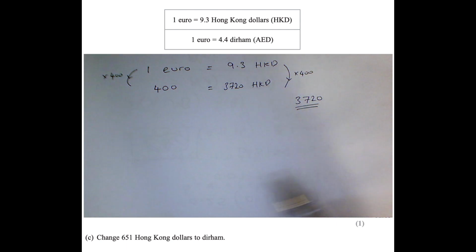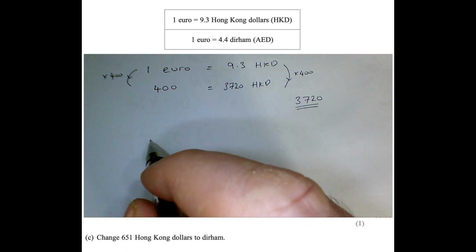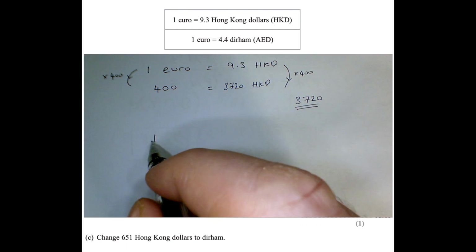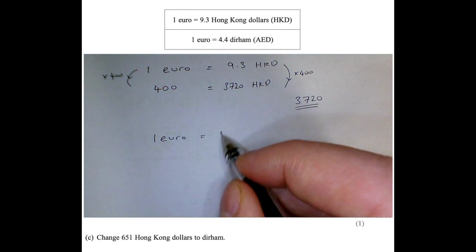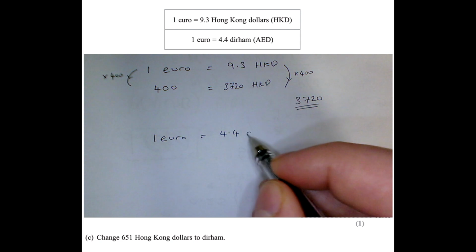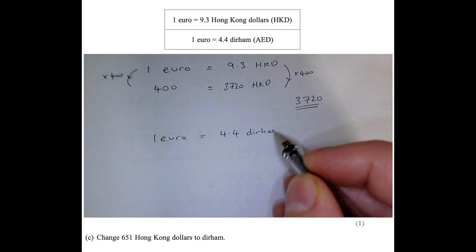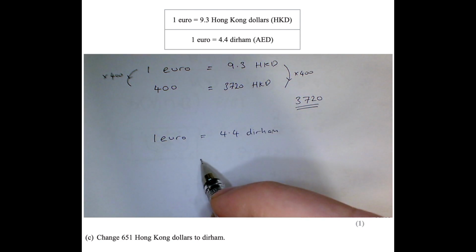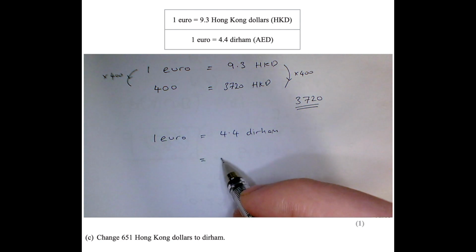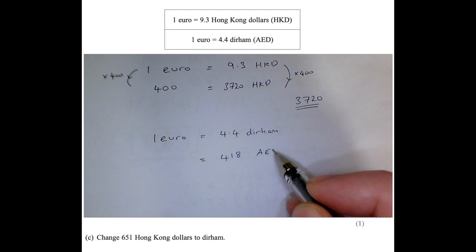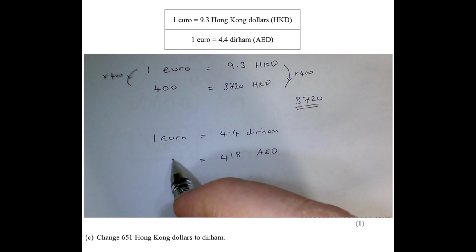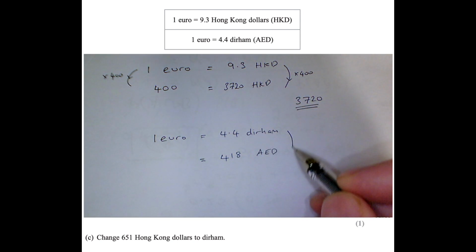Okay, next we're going to be converting some dirham from the Emirates. So I'm going to write down again the exchange rate. 1 euro is equal to 4.4 dirham. Okay, and then I'm going to write down how much I actually got. So I've got 418 dirham. So the question is, how much do I multiply 4.4 by to get to 418?